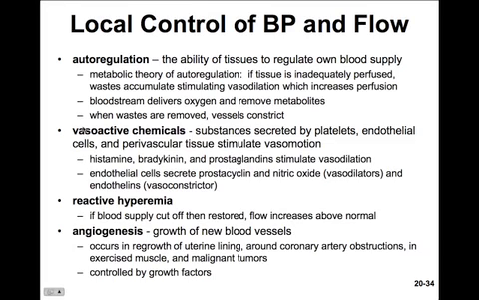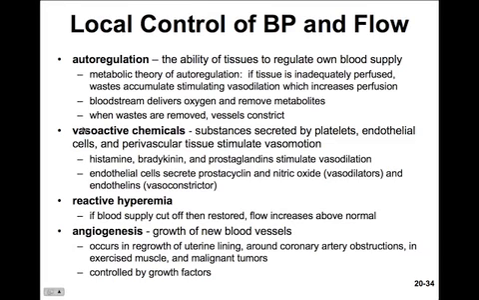We'll also see vasoactive chemicals, which are substances that are secreted locally by the platelets, the endothelial cells, and the perivascular tissue that stimulate vasomotion. These are substances like histamines, bradykinins, and prostaglandins. The endothelial cells are capable of secreting their own prostacyclin and nitric oxide, which are vasodilators, as well as endothelins, which are vasoconstrictors.